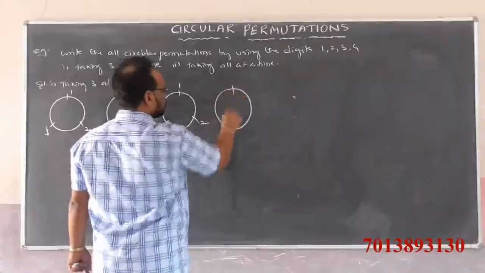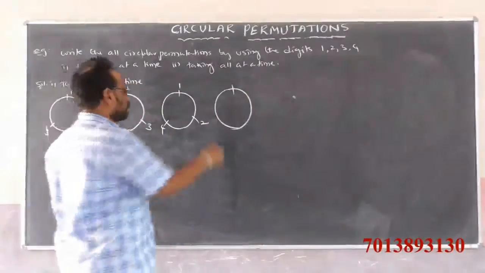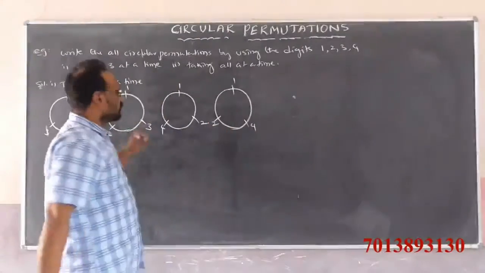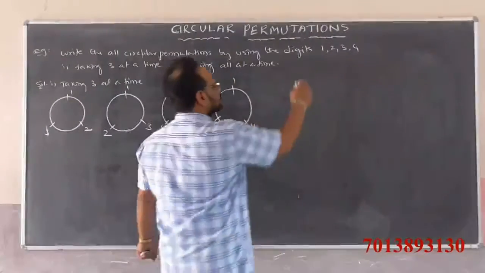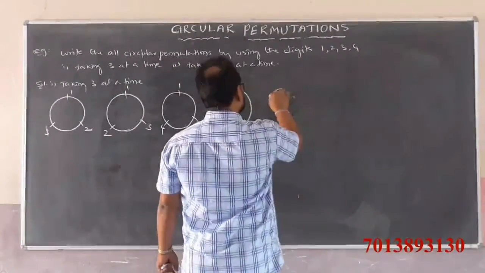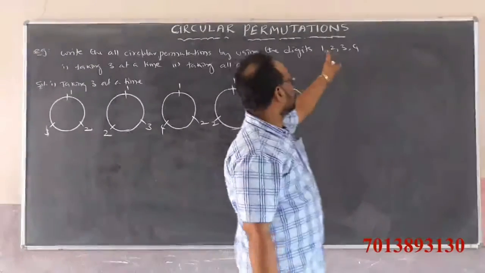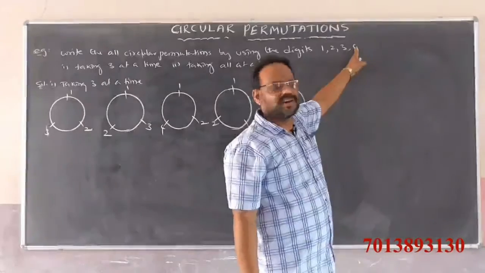Here direction is very, very important. That is 1, 4, 2. Completed. Next, take another 3 digits. 1, 2, 3 is completed, and 1, 2, 4 is also completed.